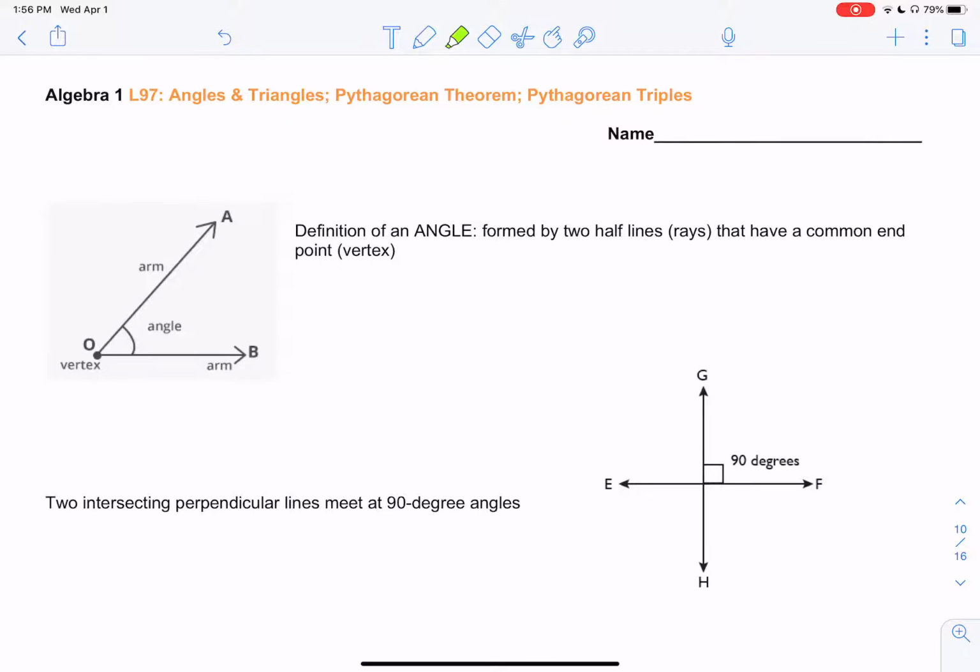Hello, Algebra 1. This is lesson 97. We're going to talk about angles, triangles, the Pythagorean theorem, and Pythagorean triples.